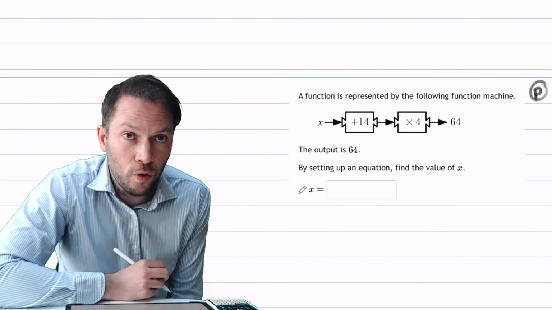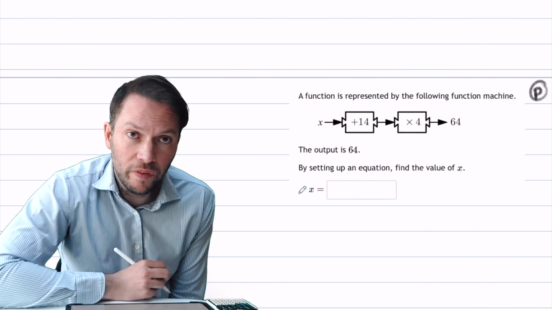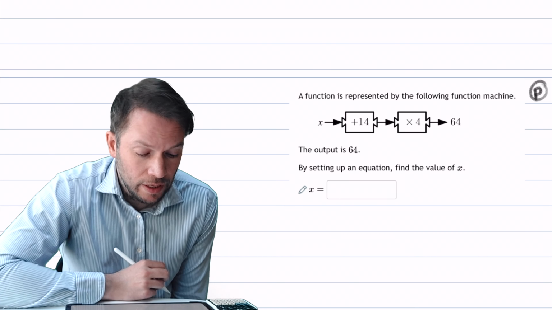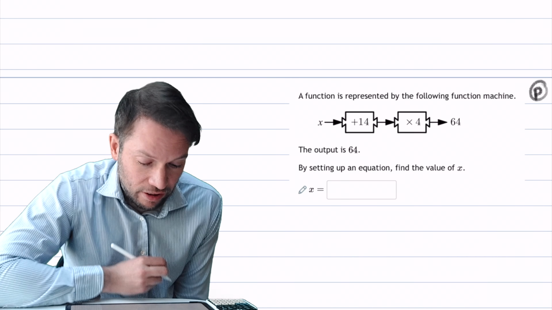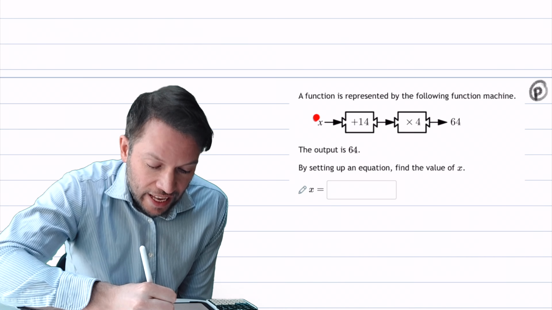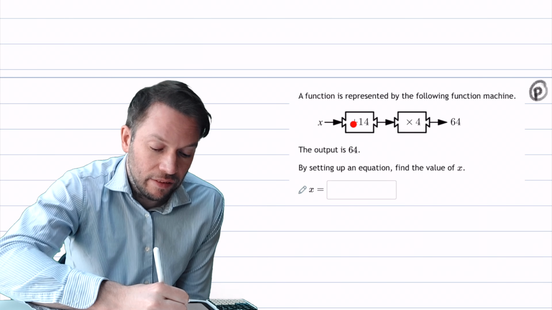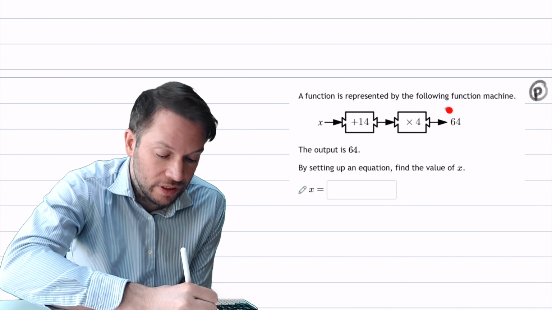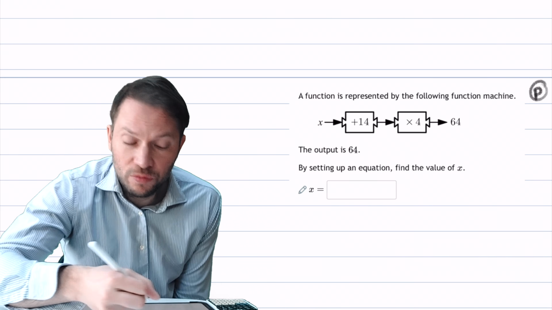In this video, we're going to form and solve an equation involving a function machine. Now, we could do this question without using algebra because, look, we're feeding x into this function machine, we're adding 14, then we're timesing by 4 to give 64. So we could just work backwards to get from 64 back to x.